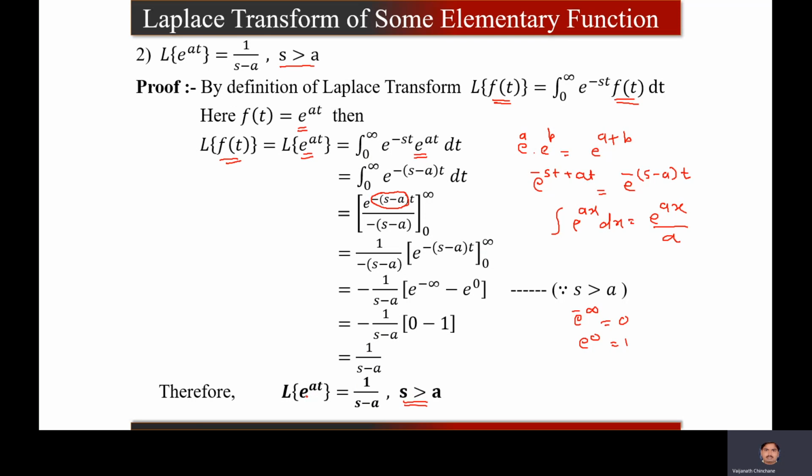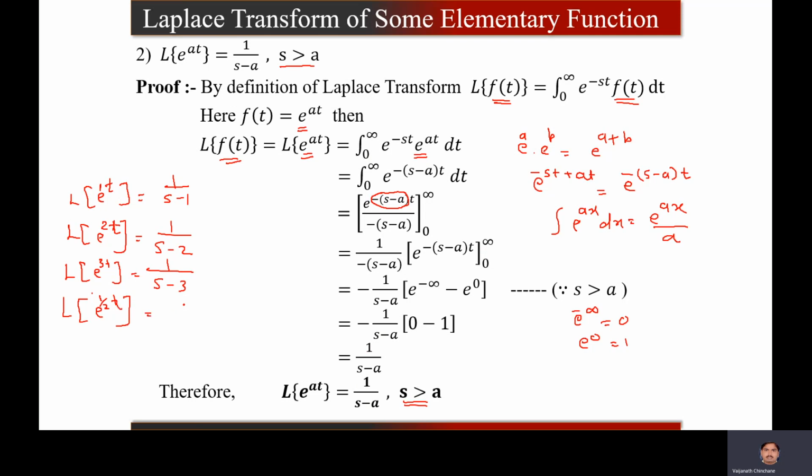And this s should always be greater than a. It means that suppose we want Laplace of e raised to t, having a value 1, it is 1 upon s minus 1. Suppose we want Laplace of e raised to 2t, this is equal to 1 upon s minus 2. Laplace of e raised to 3t is 1 upon s minus 3. Similarly, Laplace of e raised to half t is 1 upon s minus half, and so on. We can find the Laplace of e raised to t, 2t, 3t, 4t, 5t, whatever your t. So using this formula, I think you all understand this.